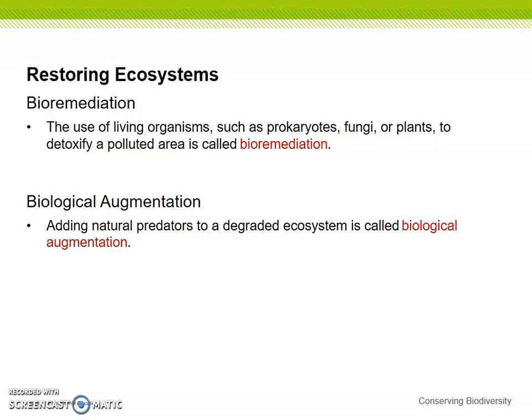Biological augmentation is adding natural predators to a degraded ecosystem. This would be like an area that is heavily populated with deer. Those deer have overgrazed. They've reached their carrying capacity and they're no longer healthy. Disease is spreading through that population. So scientists and conservationists might introduce wolves into that area to help lower the deer population so that the sick and the older deer are eliminated, and that leaves more resources for the younger, more healthy deer to consume.